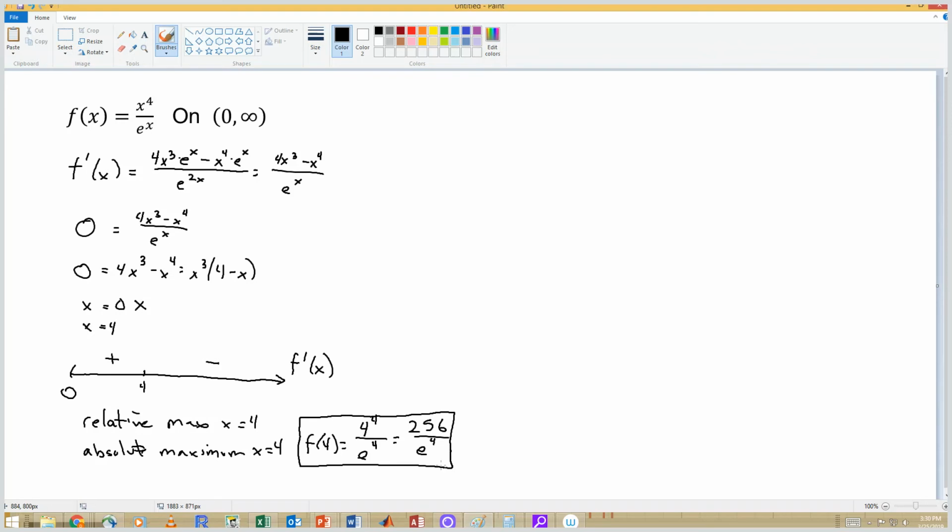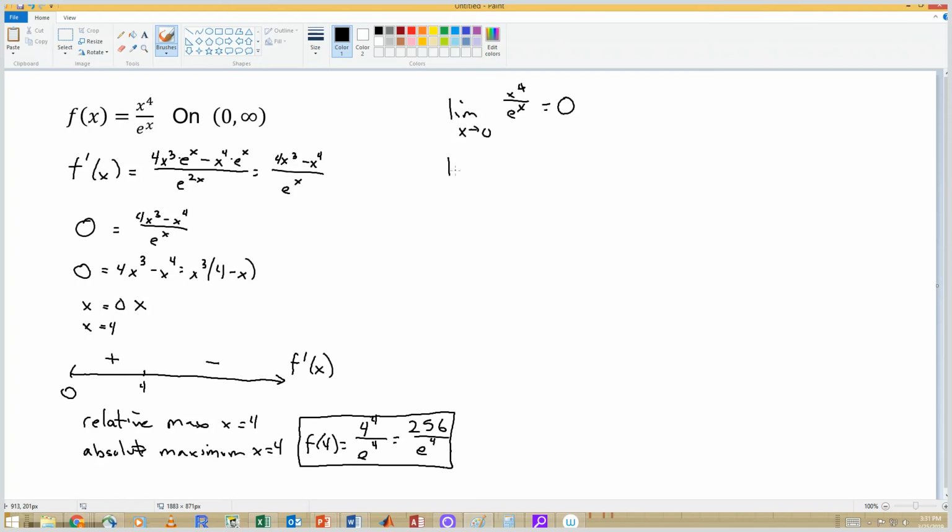We do have to ask the question, do we have an absolute minimum? Well, let's see. As x gets smaller, we're going to look at the limit as x goes to 0 of x to the fourth over e to the x. Well, e to the x is going to head towards 1, x to the fourth is going to head towards 0, so that's going to be 0. But of course, we never achieve 0. We just get as close to it as we want to.